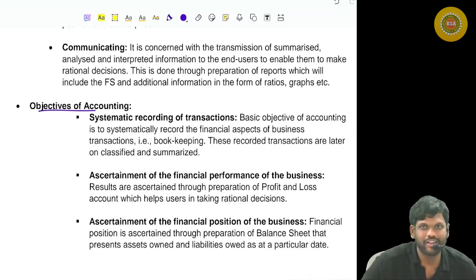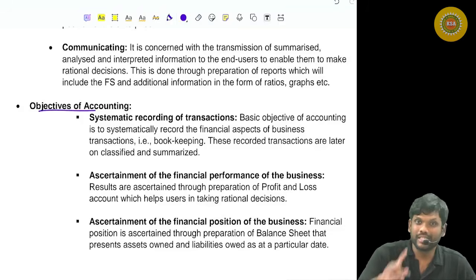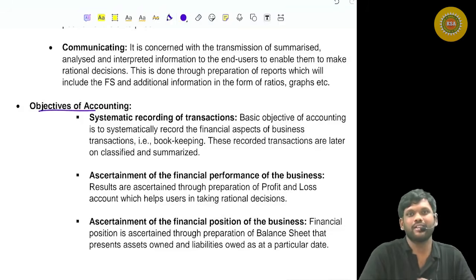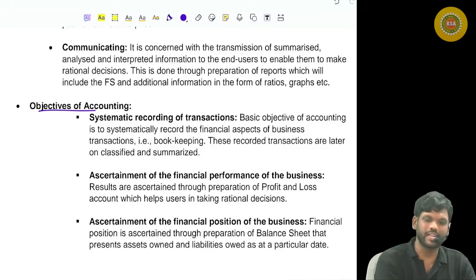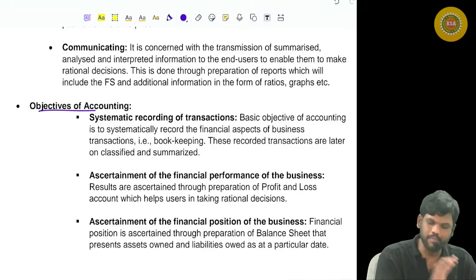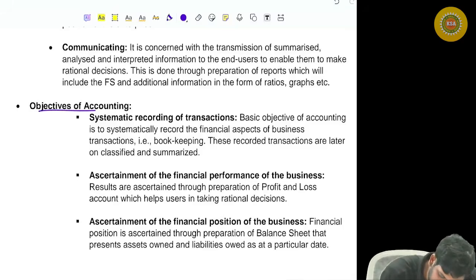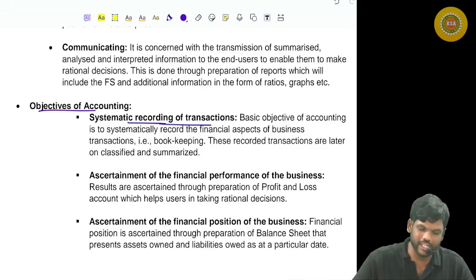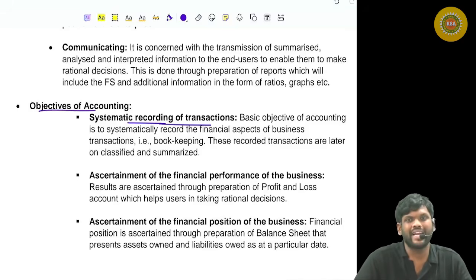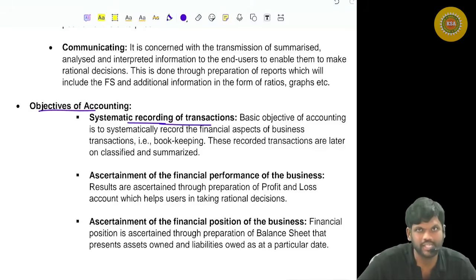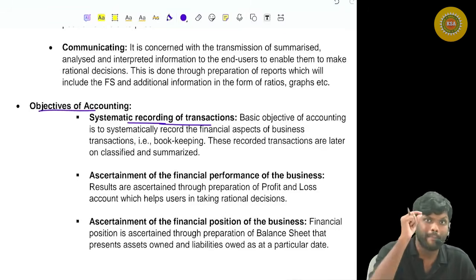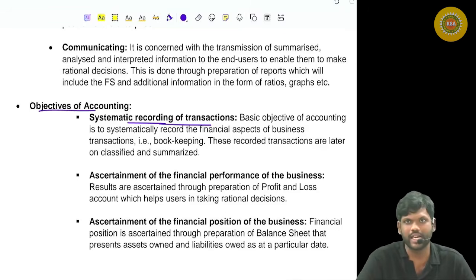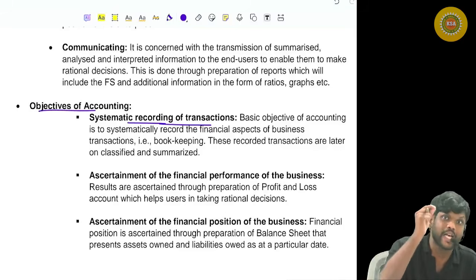Now those who would have learned from us, you would have experienced this in the first class itself. We would have started this subject itself with what is the objective of accounting, why this subject exists. Very, very simple. This subject exists mainly to make a systematic record of transactions. Otherwise, if you don't maintain a systematic record of transactions, it becomes difficult to understand what is happening in your business. So first objective of accounting is to maintain a systematic record of transactions, which is also called as bookkeeping.